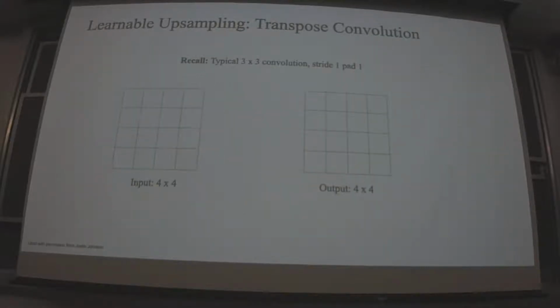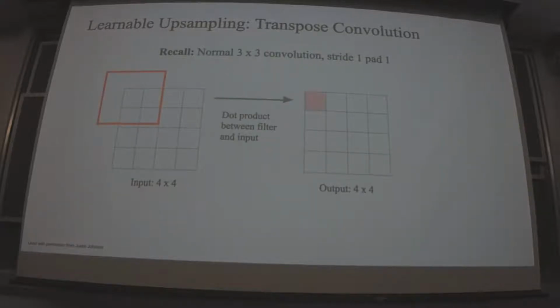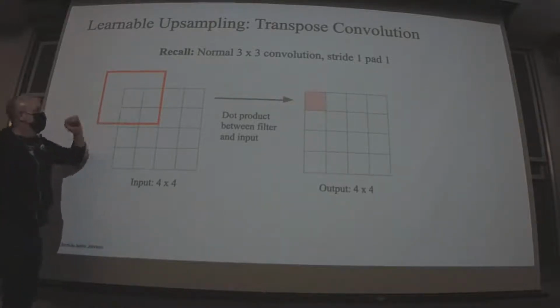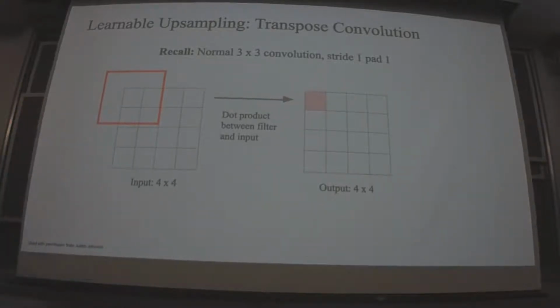So the real thing you want to do is learn to do this upsampling. This is what's called transpose convolution. Just to motivate this, remember what we're doing here. If you have a 3 by 3 convolution, stride 1, pad 1, it's pad 1 because it's 3 by 3. To fit this in the corner, you would just need to add another pixel's worth of zeros. Then as we slide this along, we get our entries in the output.